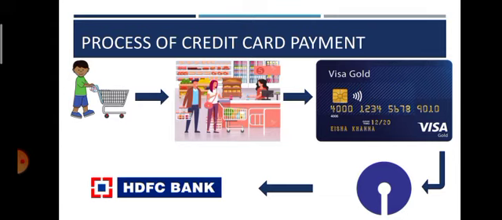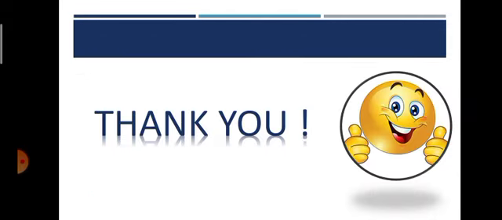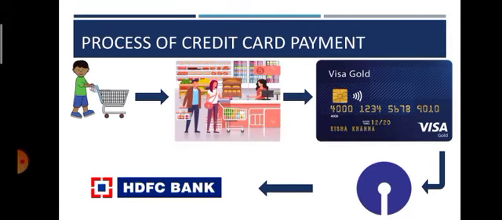Here you can see this is the customer, who is going to the mall for shopping. The customer has bought some products and is going to the cashier for the payment. Once the customer has bought all the things and reaches the cashier, the cashier will have a small card reader, called a swipe machine or another type of card reader, which reads your card.